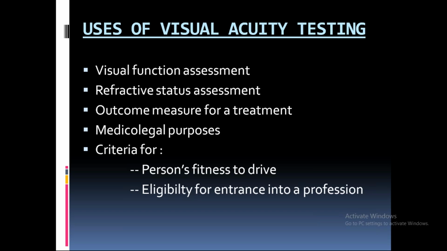Uses of visual testing: visual function assessment, refractive status assessment. What are the uses of visual acuity? Testing of the visual acuity includes visual function assessment, refractive status assessment, and an outcome measure for the treatment. If you have done any surgery in the eye, the improvement in the vision can be tested with visual acuity.